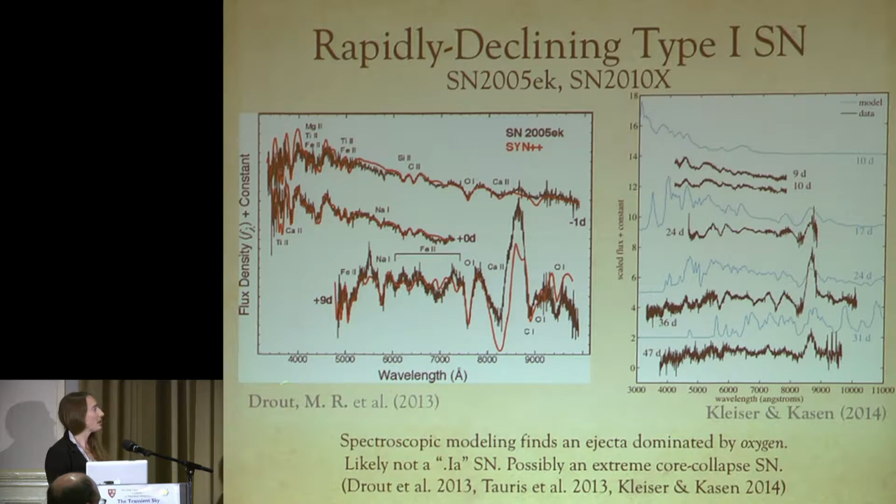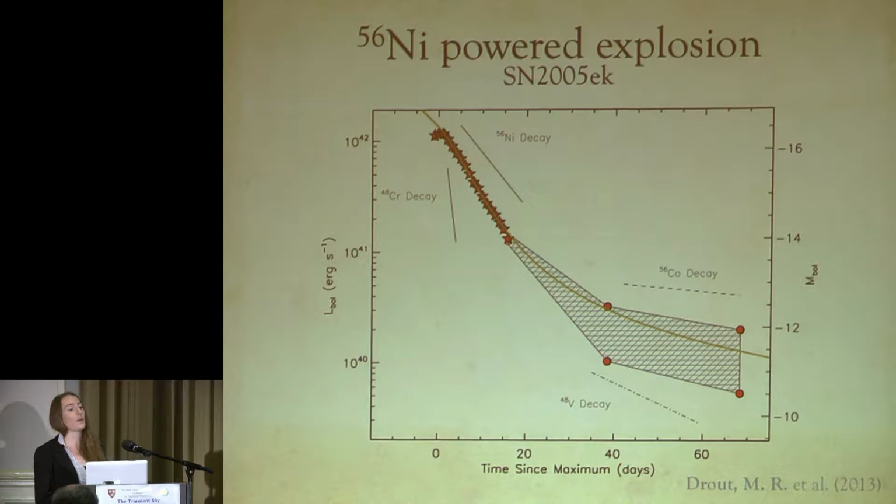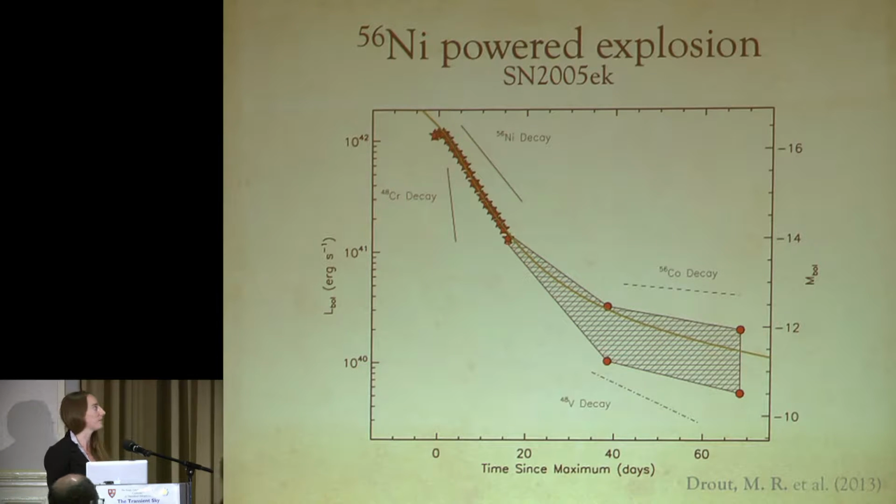So the question is, what does it then mean if you have a very rapidly declining stripped envelope core collapse supernova? For 2005ek, we were actually able to model this as being powered by radioactive decay of nickel-56. In particular, for this supernova, we have a few late-time photometric points that constrain that the light curve did change slope, as you might expect from radioactive decay at late times. So this is just a model of that. And when you do simple Arnett modeling with this, you infer an ejecta mass that's only about 0.3 solar masses. So this is incredibly small.